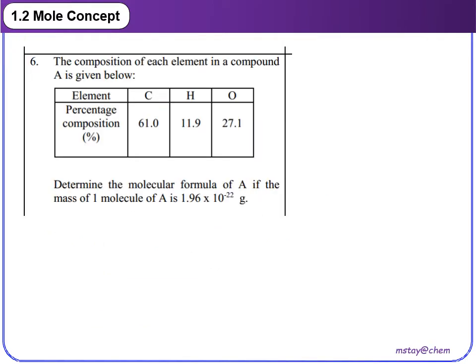Okay, question 6 is slightly different from question number 5. Why do we say it is slightly different? Because the composition of the elements is given in percentage. However, there is no molar mass in this question. However, the mass of one molecule of A is given.